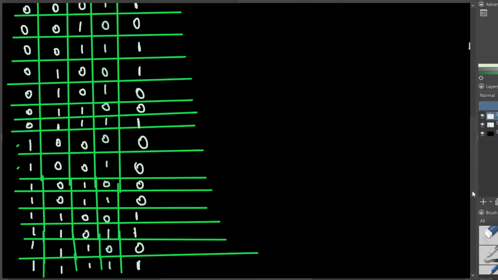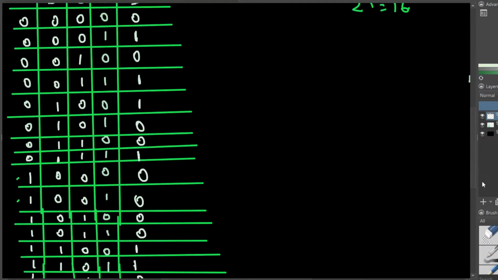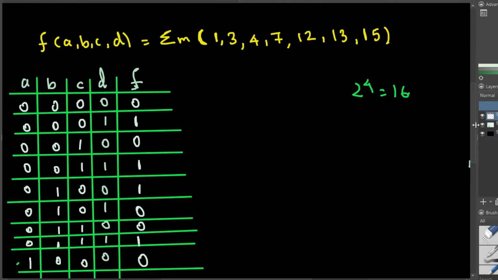Okay, so this is how the truth table is going to look for the given function. Now what we want to do is design this given function using an 8 by 1 mux. Let's do that. Let's create the mux first.